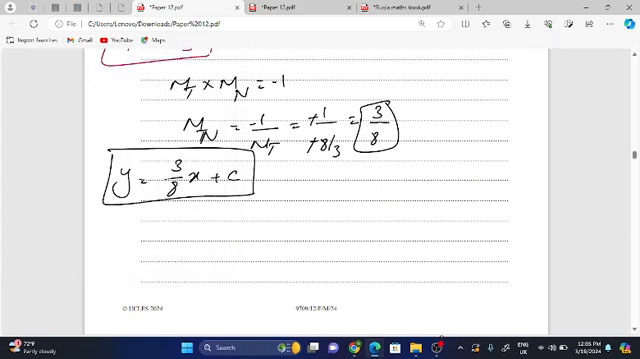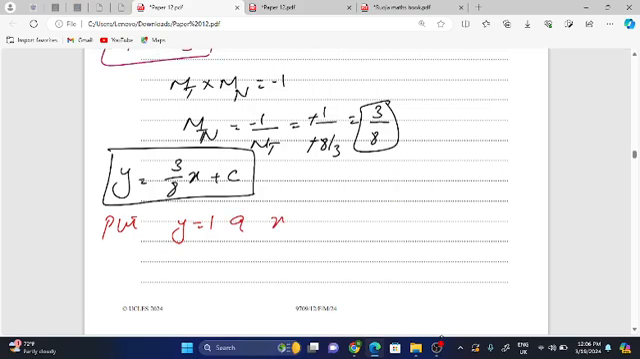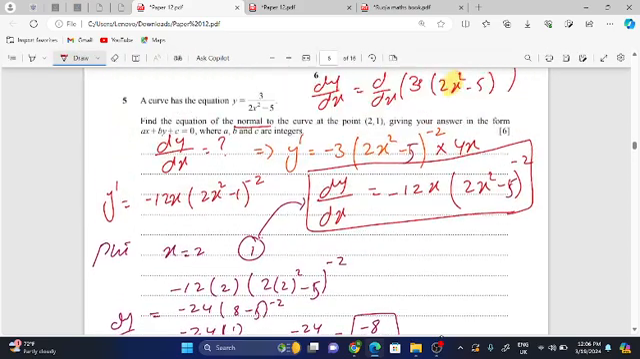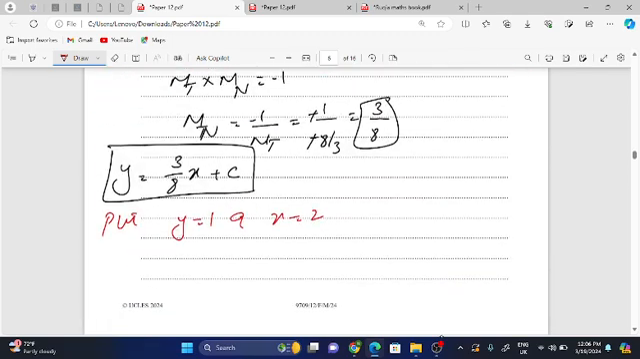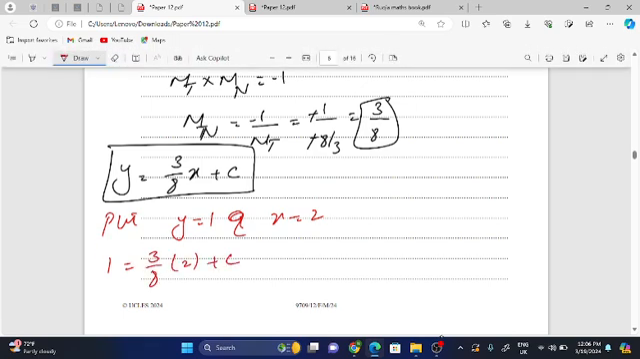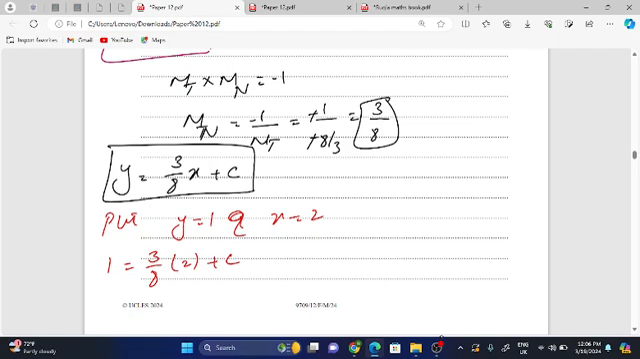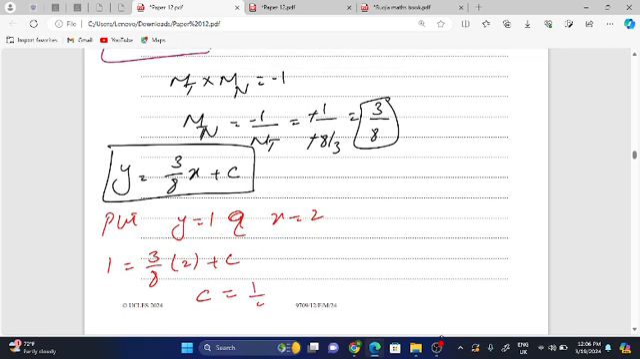Now I want to find the value of c. You put y equals 1 and x equals 2, which is the point given to me, (2, 1). So in place of y I put 1 and in place of x I put 2. So 1 equals 3 by 8 times 2 plus the constant c. Once you solve for c, the value reduces to 1 by 4.